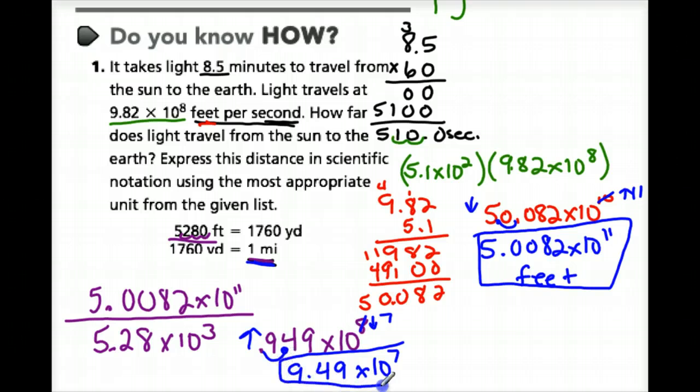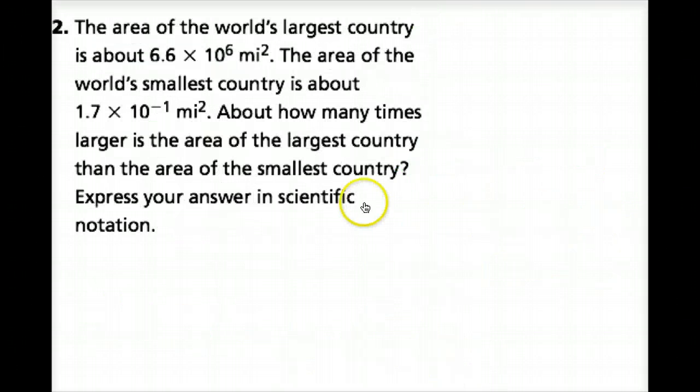And this is how many, not feet, but miles sunlight has to travel in order to get to Earth. Alright, now we're moving on to number 2. We're going to do this one together too. And if you have any room left over on page 92, please use that space.